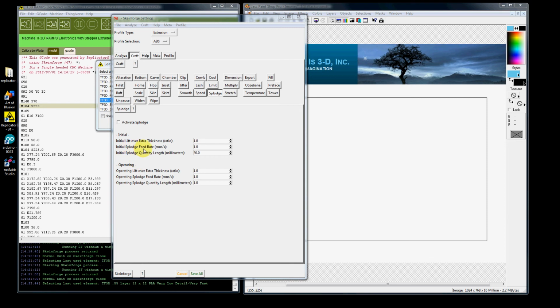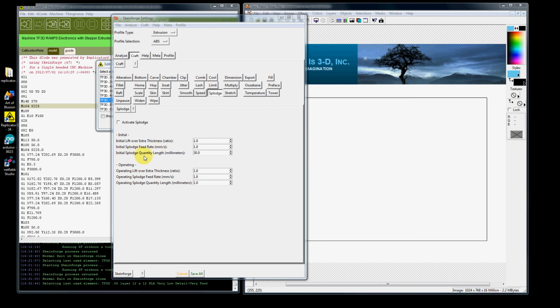Initial Splodge feed rate, millimeters a second, defines a feed rate at which the initial extra extrusion will be added. With the default feed rate, the Splodge will be added slower, so it will be thicker than the regular extrusion.